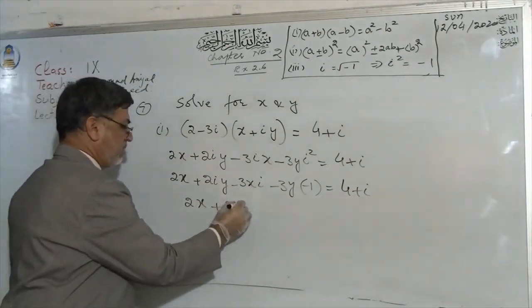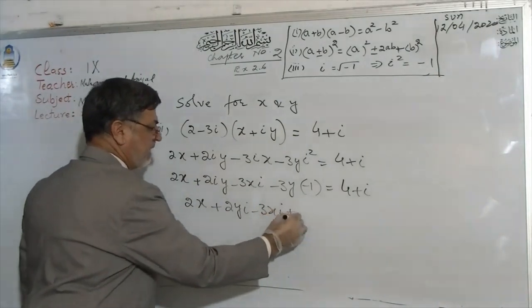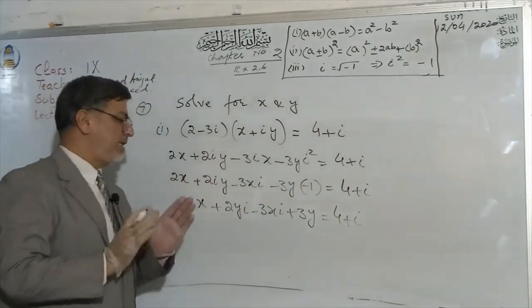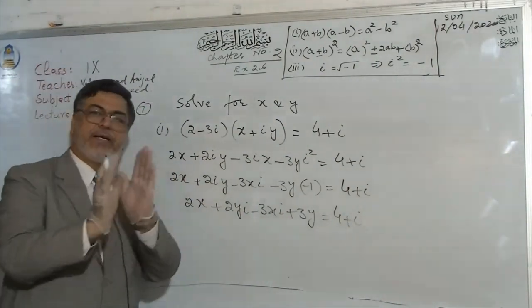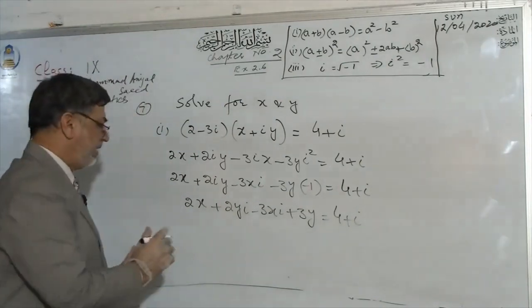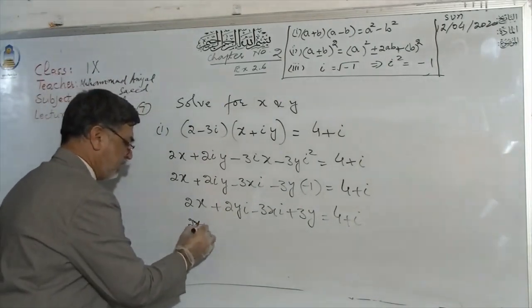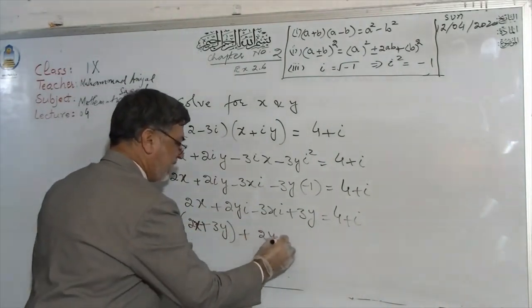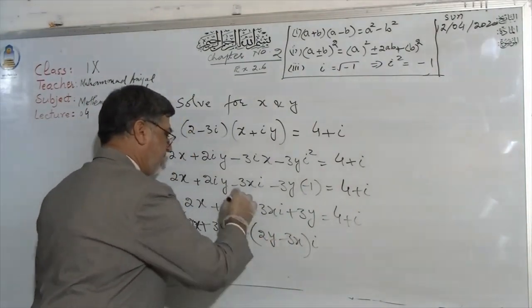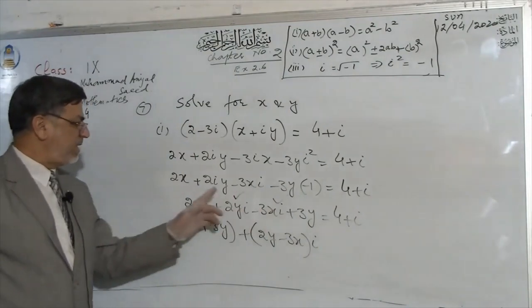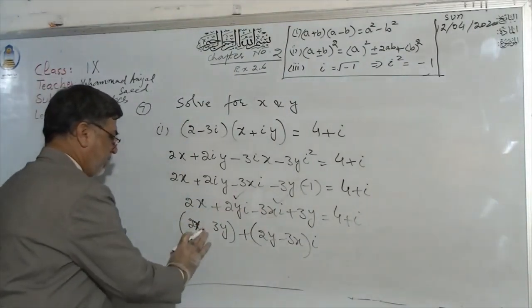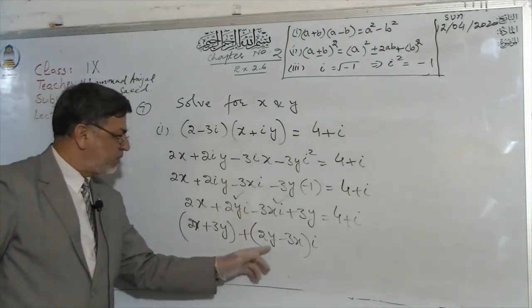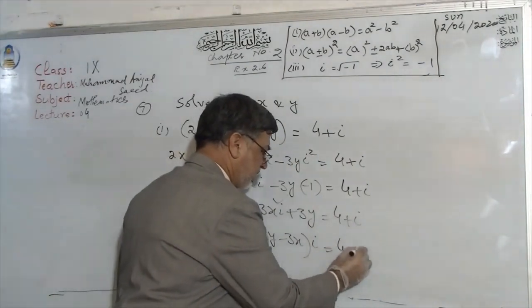2x plus 2y iota minus 3x iota plus 3y is equal to 4 plus iota. Now we will write down the like terms side by side, real with real and imaginary with imaginary. Here is 2x plus 3y, and plus 2y minus 3x, iota common from here. These are real parts. We have written 2x plus 3y, and iota common, 2y minus 3x, is equal to 4 plus iota.